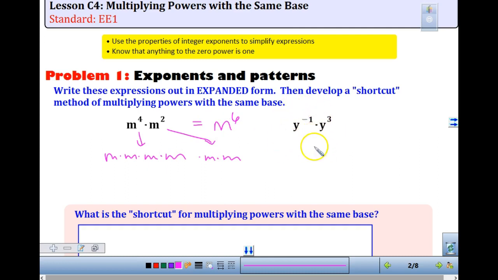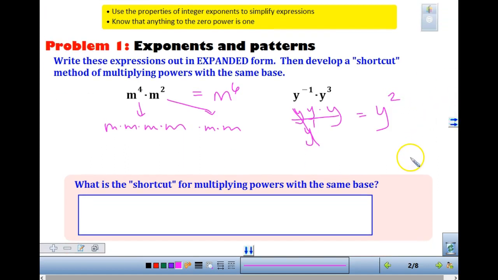This one's a little trickier, but if we're thinking of y to the negative 1, we might rewrite that as y to the 1 in our denominator, right? And then we have y times y times y. That's our y to the 3rd. What does my answer look like it should be for y to the 3rd times y to the negative 1? How many y's am I left with in the numerator? Should be y to the 2nd. Does that kind of make sense to everyone?